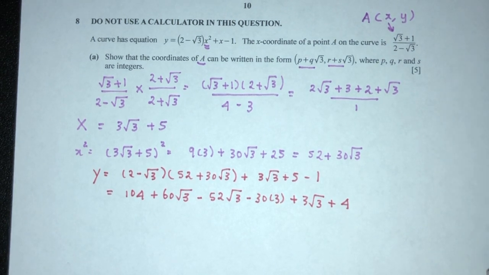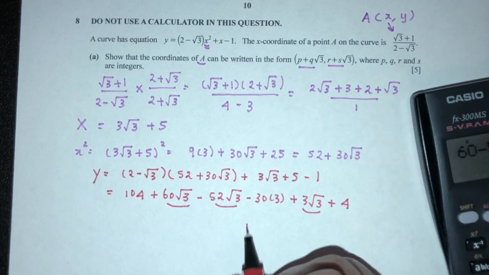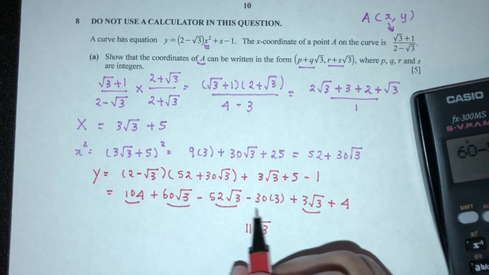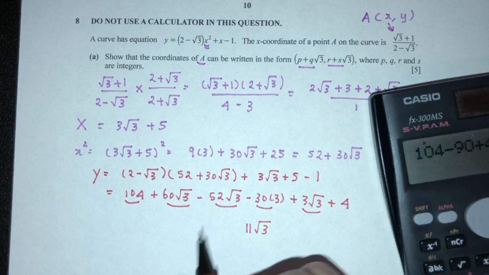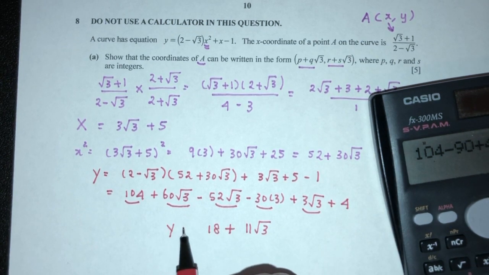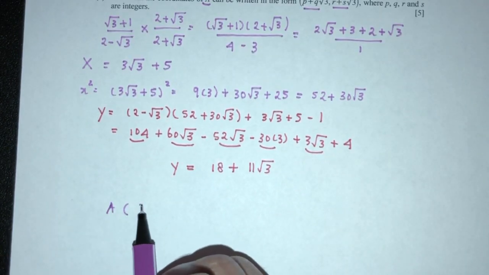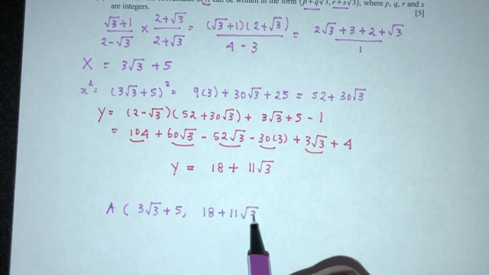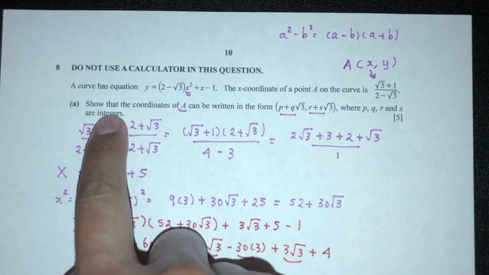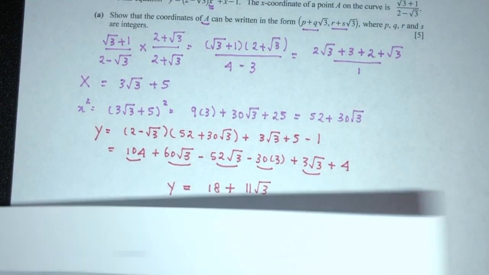So one by one. Here we have the root 3 terms: 60 minus 52 plus 3, that will be 11, so 11 root 3. Now for the constants, we have 104 minus 90 plus 4, that will be 18. So finally, we have the answer right here. The point A has x value 3 root 3 plus 5 and y value 18 plus 11 root 3. The values of p, q, r, and s are integers. Integers are whole numbers, and these are whole numbers as well. And that will be part A of your question.